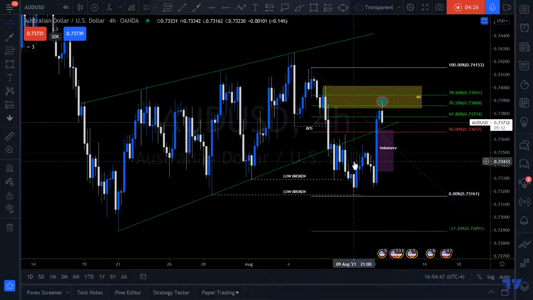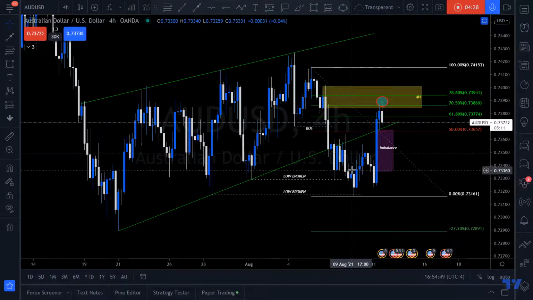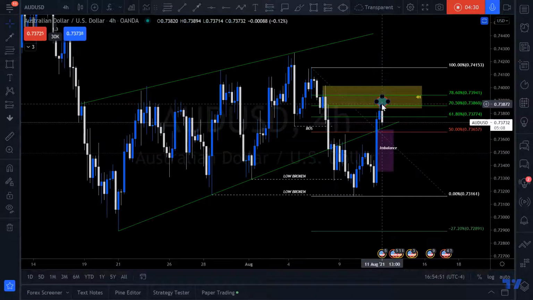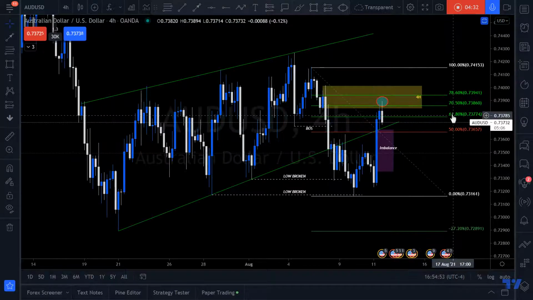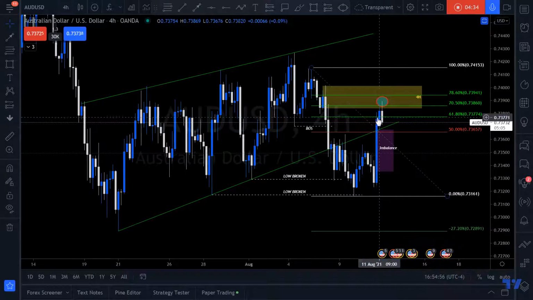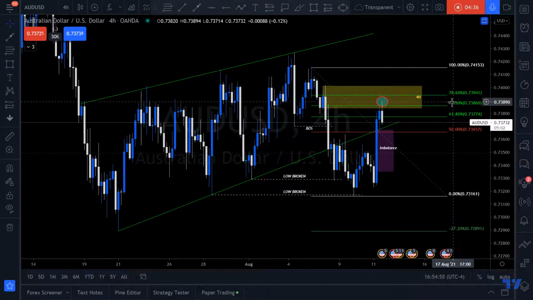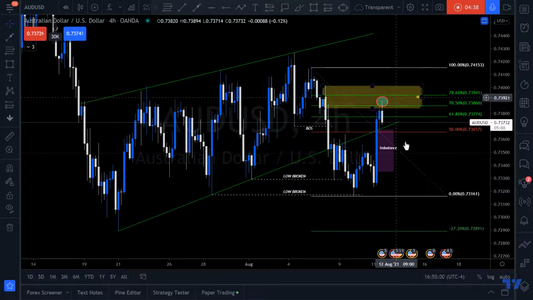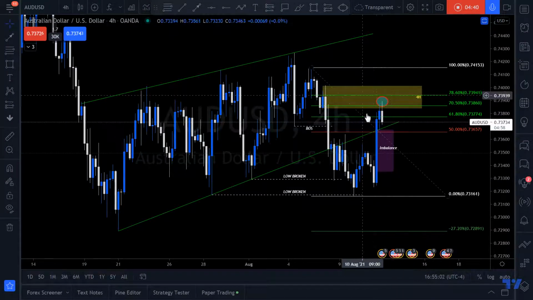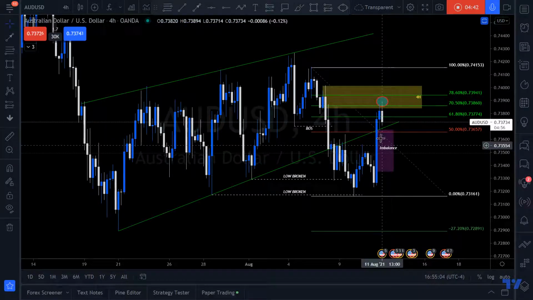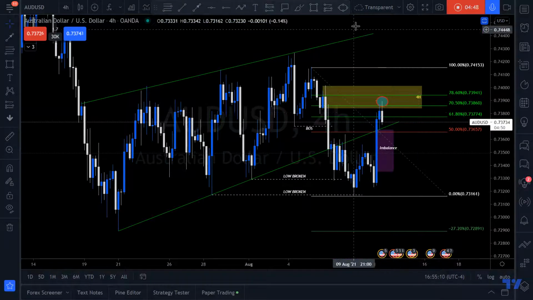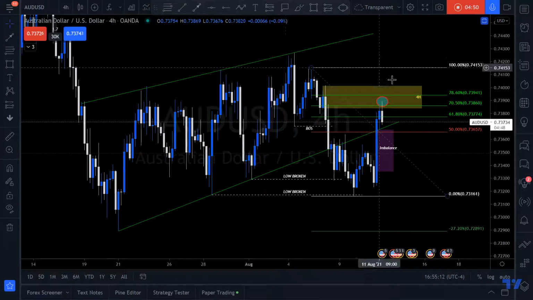All right, and we can see that price has found itself just past the golden ratio, right? And we hit the 70% fib line. This is where I want to see a full retracement come to this area. This is my golden zone, and I'm expecting price to fall from there.